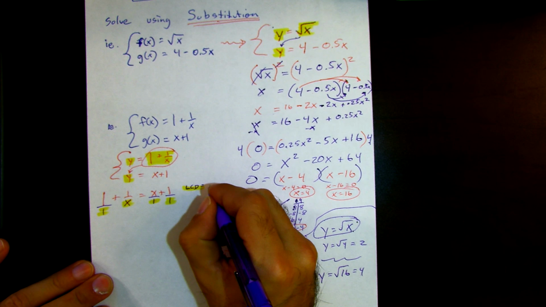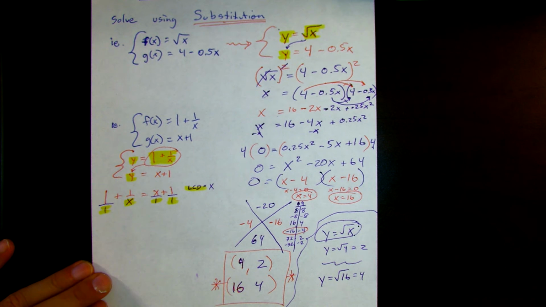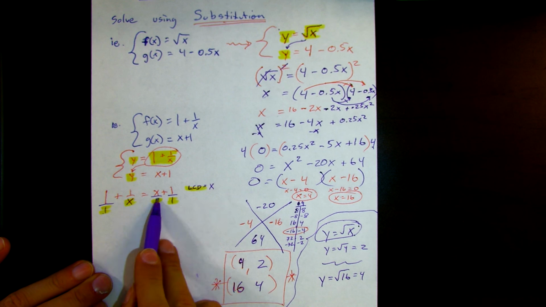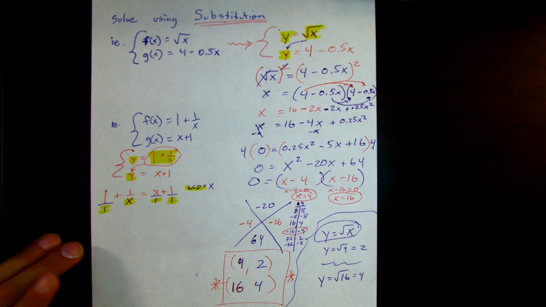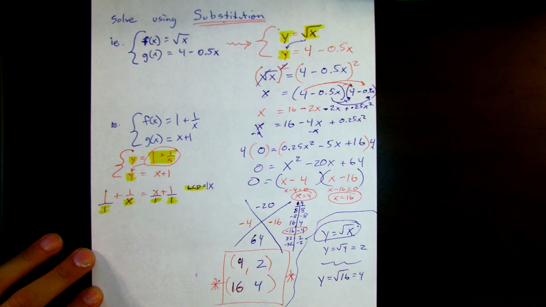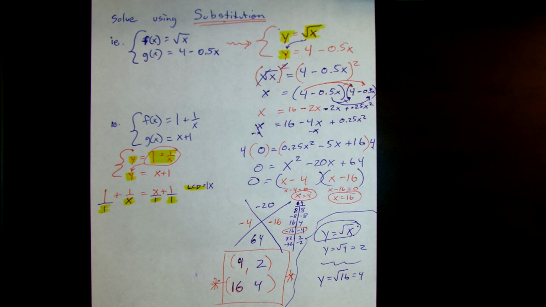All right. Our LCD is going to be x. Why is it x? Because 1 goes into x, x goes into x, 1 goes into x. Right? 1 goes into x because it is 1x, right? All right. Good.